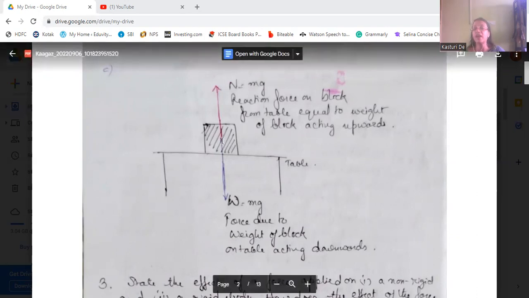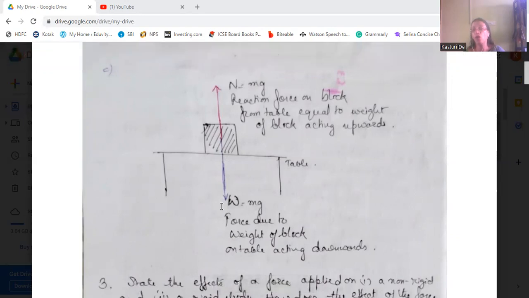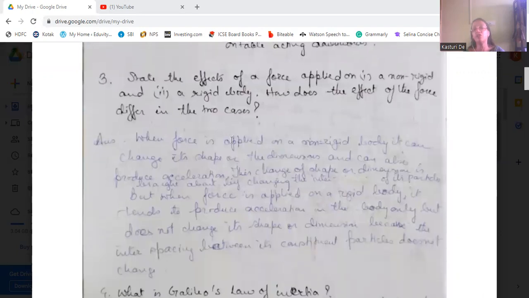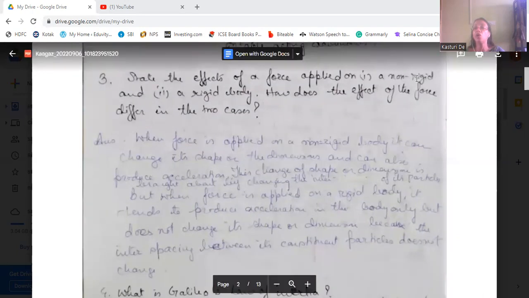So one force is acting downwards, weight of the block, which is acting downwards on the table. And another force, which is equal to the weight of the block, will act upwards, which will keep the book in position. Okay. That is known as the reaction force. Now state the effects of the force applied in a non-rigid and a rigid body. How does the effect of the force differ in the two cases?